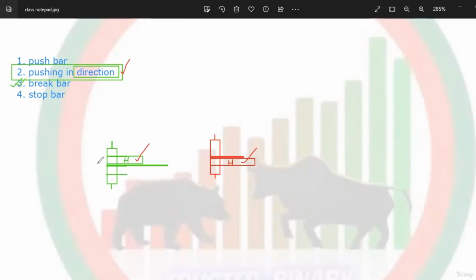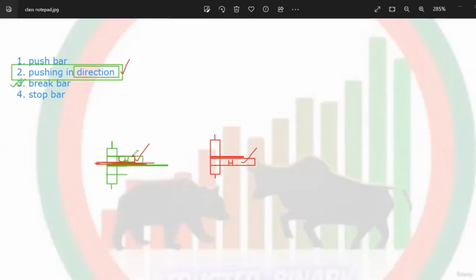Suppose there was a resistance level here previously. That breakout happened by this candlestick, and in this area, volume is high on the buyer side. So when volume is high on the buyer side, that is the break bar.